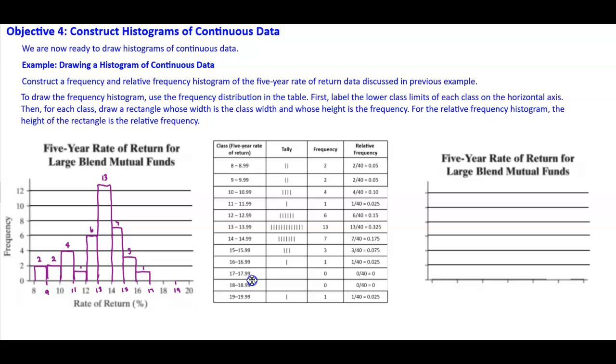And then between 17 and 17.99, we have 0, and we also have 0 for the next class. And then between 19 and 19.99, we have 1. So therefore, there we have our frequency histogram. Likewise, we're going to do the same thing over here. Again, the horizontal axis is going to be the lower class limits of each class. It's going to be very similar, going from 8 to 20.